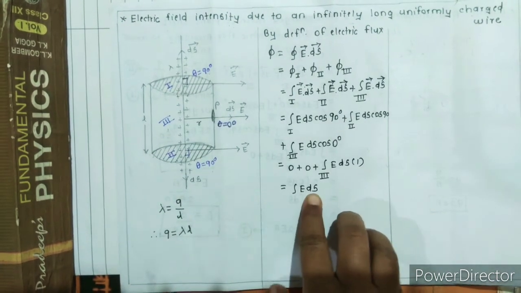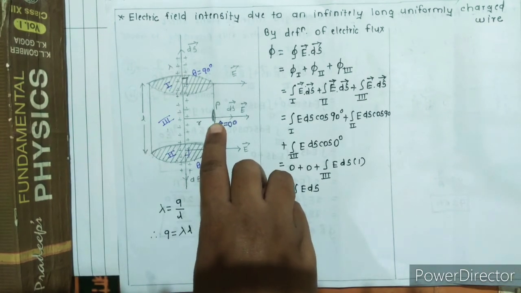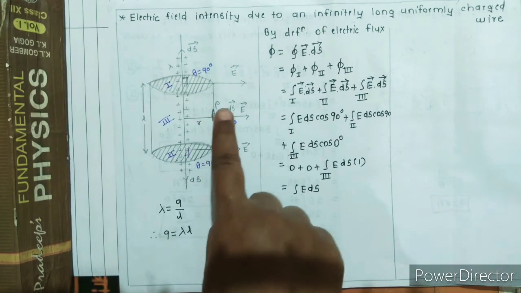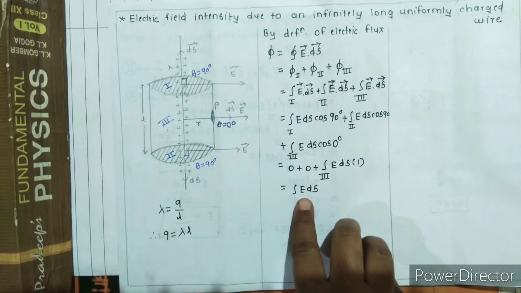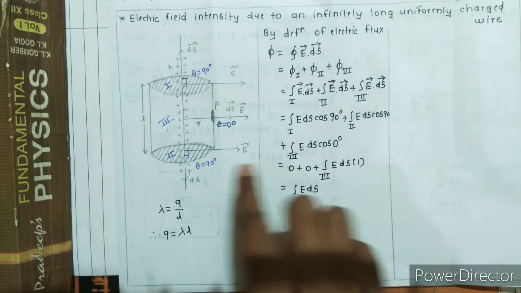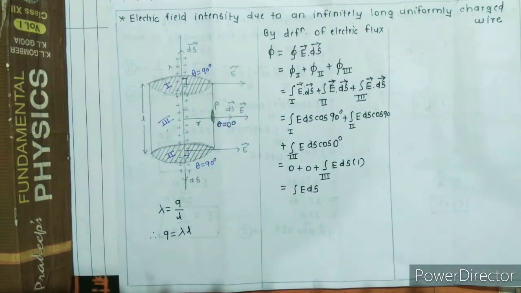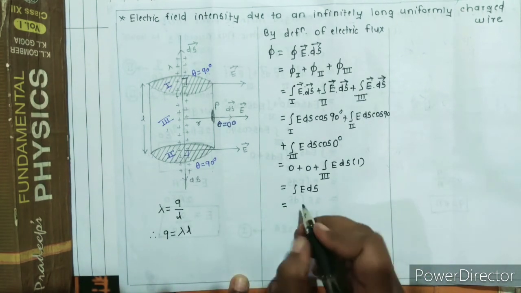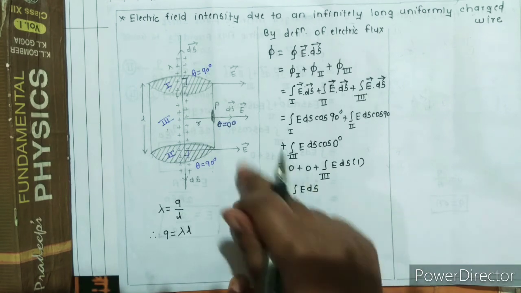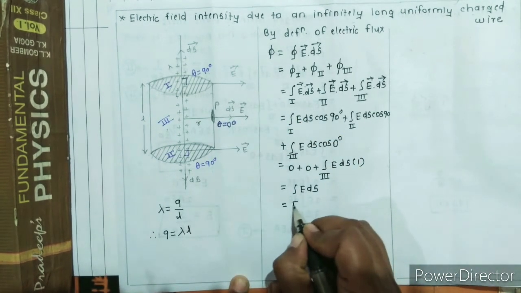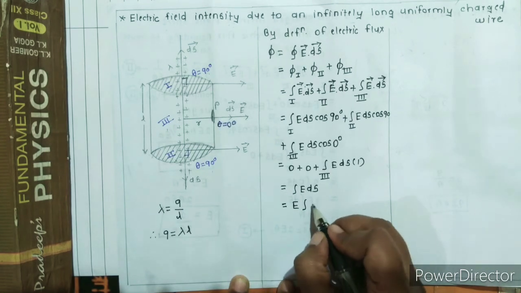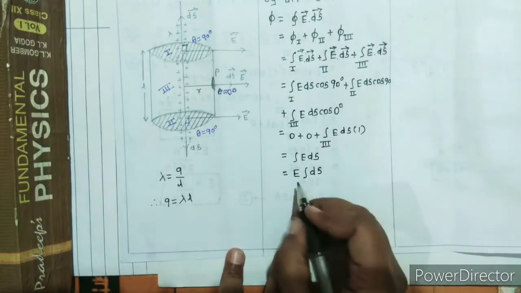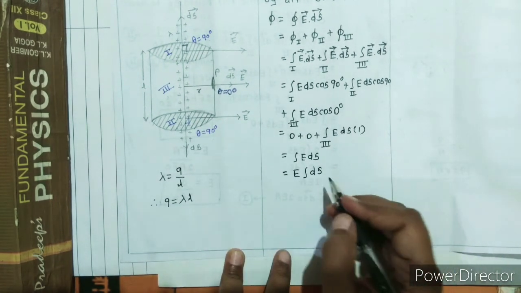Here ds is a very small area. We calculate the electric flux passing through the area ds. If we integrate area ds, then we get the electric flux passing through the total surface area. And we know that the electric field, that is E, is constant. So I can take it outside, integration of ds. So integration of ds is what? Curved surface area of the cylinder.